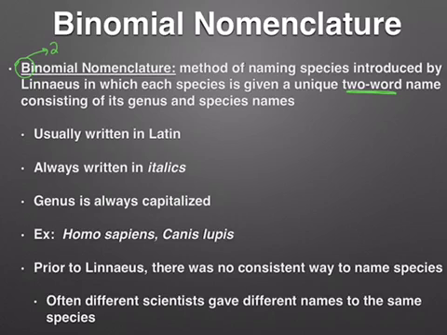Usually your scientific name is written in Latin. If you are on a digital device, it will always be italicized, which is a slanty font. And the genus is always capitalized. So for example, here we have Homo sapiens. Notice how it's italicized. Here we have the genus, and that is capitalized, starts with a capital H. And the second one here is the species.